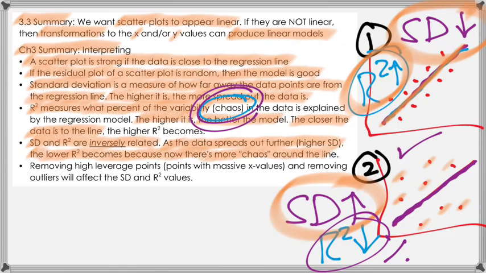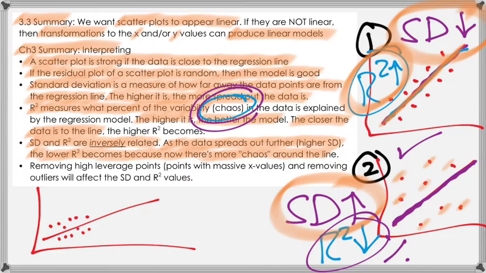Lastly, I can see I did not draw one of these examples, so I'm just going to quickly do that. Let me just create this line right here, and let's go dots over here, and then let's throw one dot way over there. So what you are looking at in this example is what is called a high leverage point, a point with a massive X value that makes it linger very far away from the primary area of the data set. When you remove a high leverage point, it's going to affect the standard deviation and R squared values.